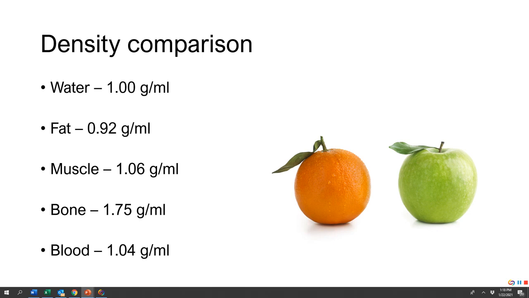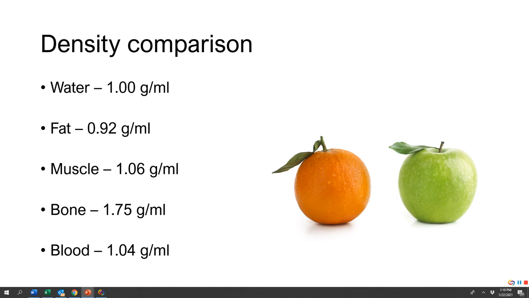If we take that same volume, a milliliter, and we just fill it with fat, it's only going to weigh 0.92 grams, whereas a muscle weighs 1.06. Bone has a pretty high density. Blood has a slightly higher density than water. Now, I want to make clear that I'm not going to ask you on the test, what's the density of muscle? But I just want to give you something visual and something quantitative to show that densities are very different.